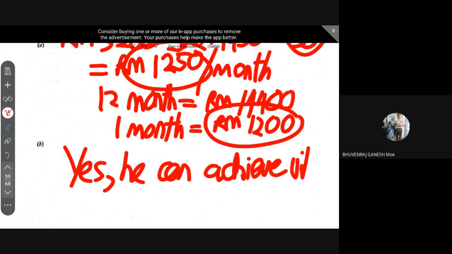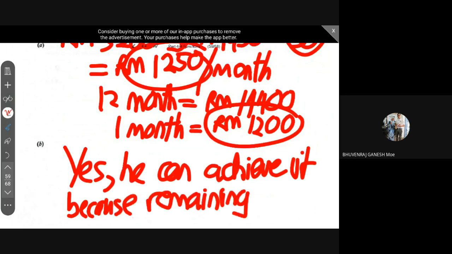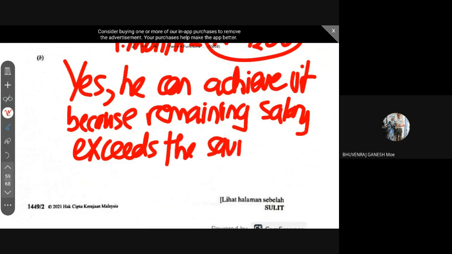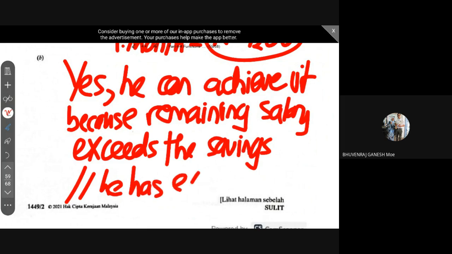And then the reason: because the remaining salary exceeds the savings. Or in other words, you can say he has excess money. It's another option for you. He has excess money. This one also can.